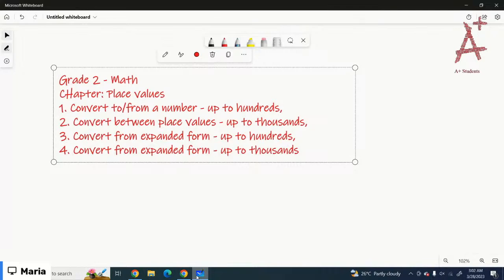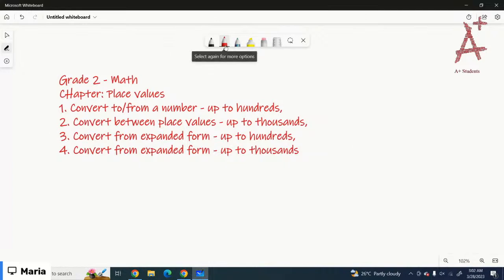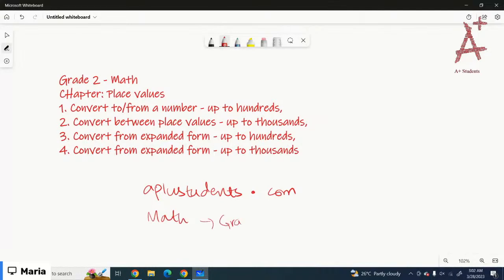So we're going to start with grade 2 maths. You can find all the lessons on aplusstudents.com. You have to log in there using your email address, and the password is provided by the administrator. Then you have to select math from the subject tab, scroll down to grade 2, and then click on view all lessons.